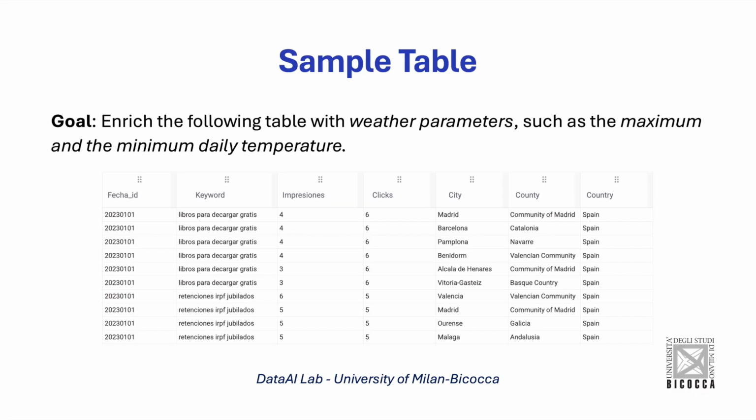We will use the following sample table, which reports the performance of a set of keywords in a digital marketing campaign with weather information. Clicks and impressions are collected daily for location, identified by city names. The goal is to enrich the table with weather parameters, such as the maximum and the minimum daily temperatures.